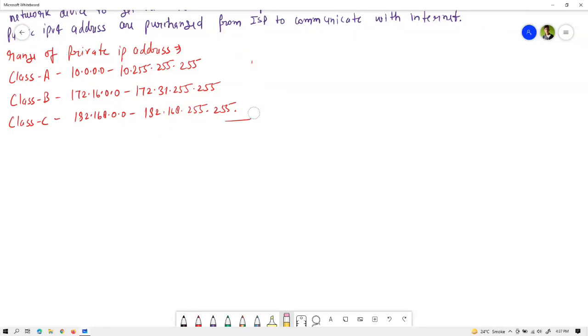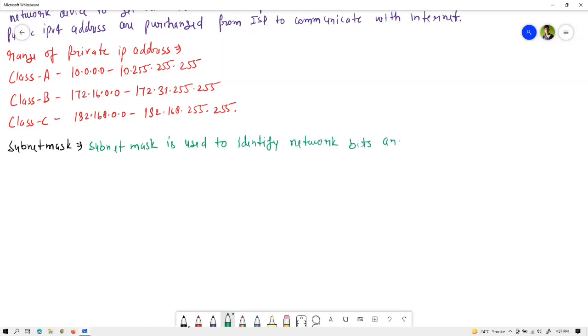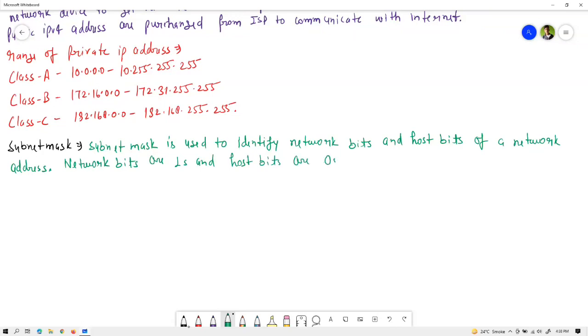Now let me tell you about the subnet mask. What is a subnet mask? Subnet mask is used to identify network bits and host bits of a network address. Network bits are ones and host bits are zeros. Okay, network bits are ones and host bits are zeros.